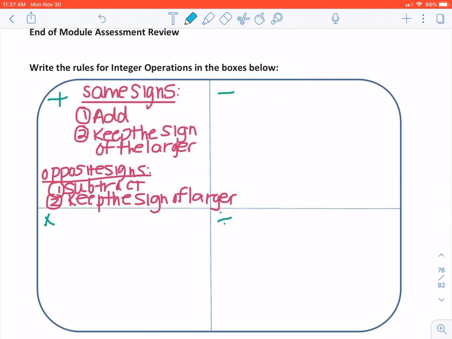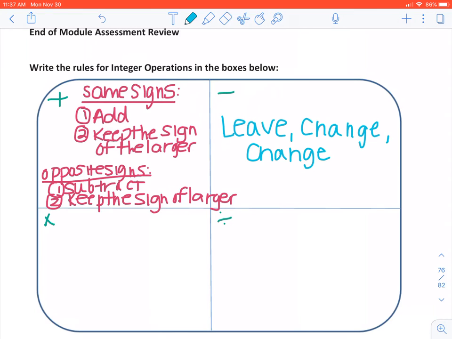Now, subtracting, there are three key words that we keep talking about, and that is leave, change, change. What that means is leave the first number, change subtraction to addition, change the second number to its opposite, and once you do that, then you're going to use your adding rules. So you're going to add the two numbers together.